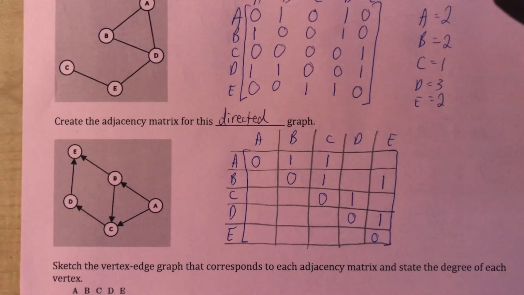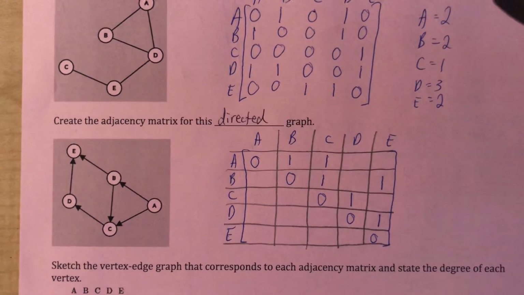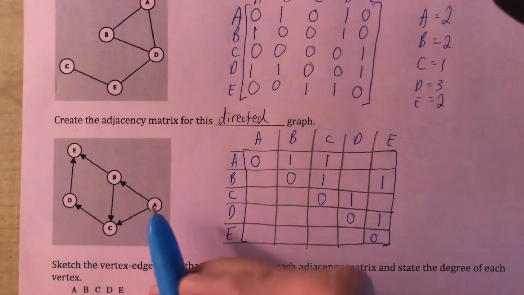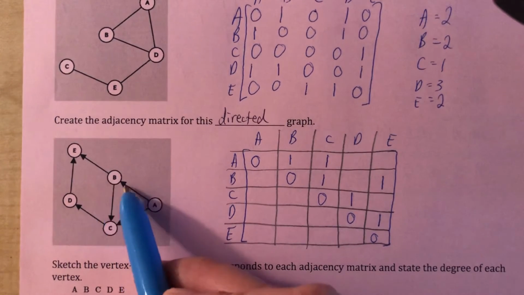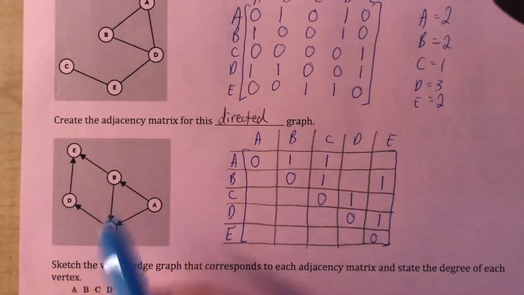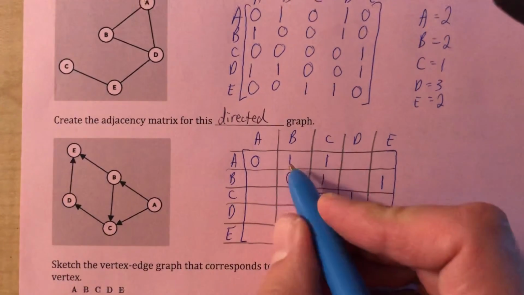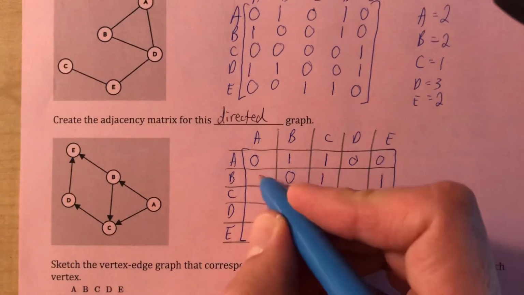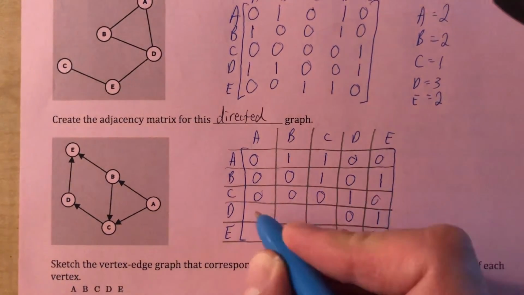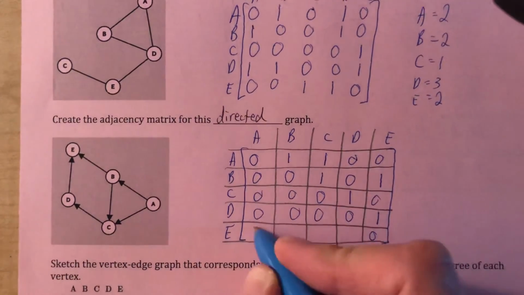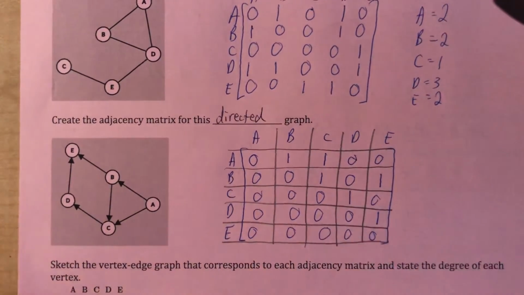And so when I talk about the degree of these, and it did not ask, but if I did talk about the degree, then I would say the degree of A is 2, and the degree of B is 2, not 3, because this arrow is pointing to B, but not away from B also. So the degree of A is 2, the degree of B is 2, the degree of C is 1, the degree of D is 1, and the degree of E is 0. Once you get to E, you're trapped. There's no way out.